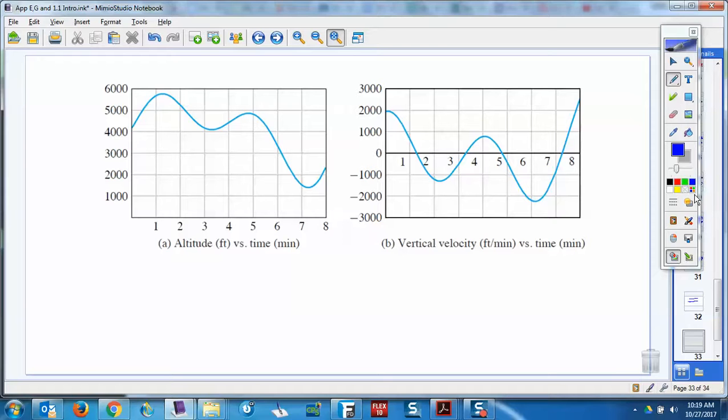Now, look again at the information in these two graphs. Could it be just a balloon going up and down? Right? Because what is this one giving us? Just how high it is off the ground at a certain time, right? And this one is vertical velocity.